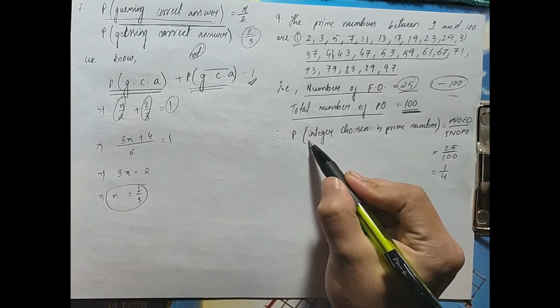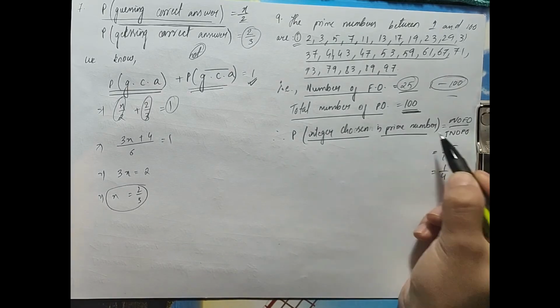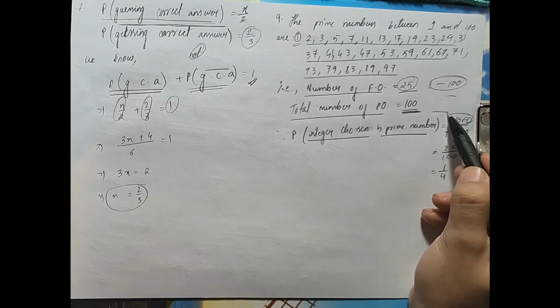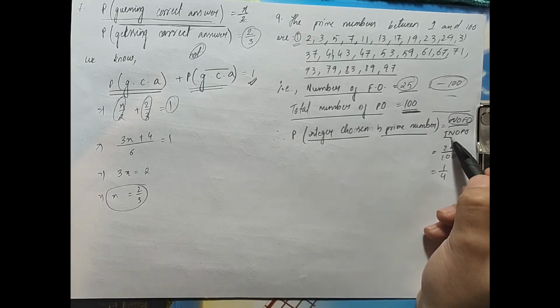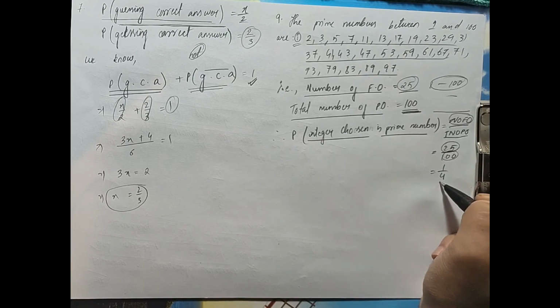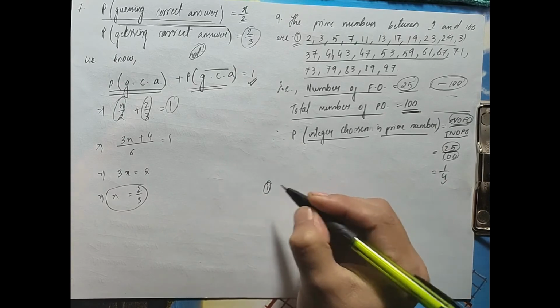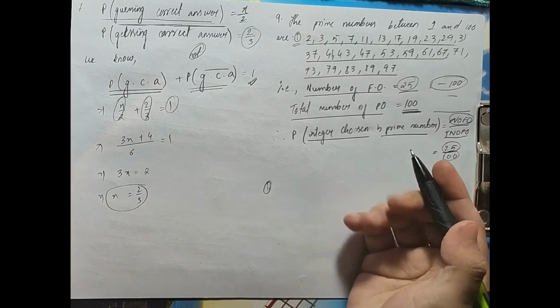Therefore probability of integer chosen is prime will be number of favorable outcome, remember in the exam you'll have to write full, divided by total number of possible outcome is equal to 25 by 100, which if you cancel you get 1 by 4. Let's do the second one. The second one was integer chosen as a composite number.